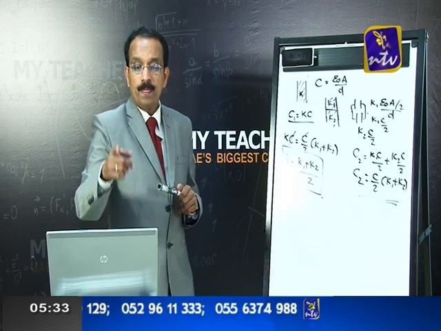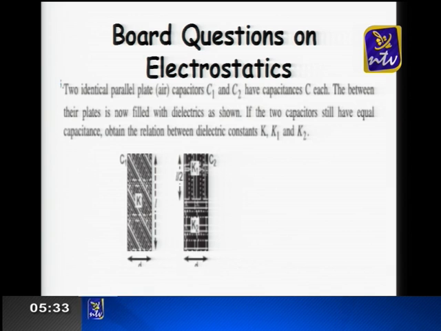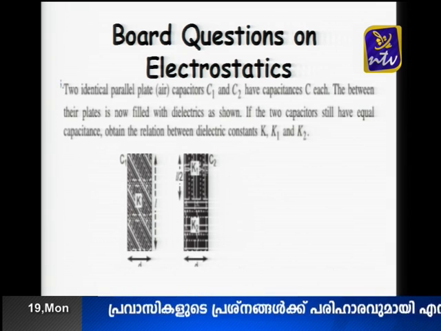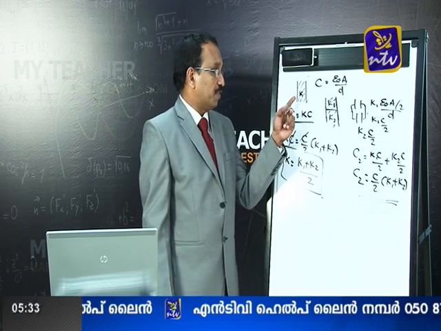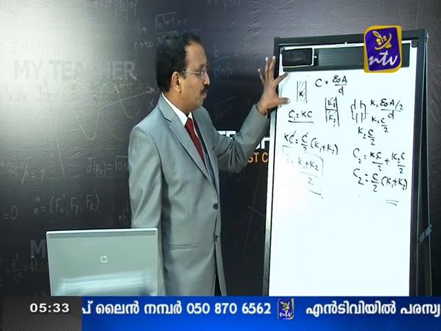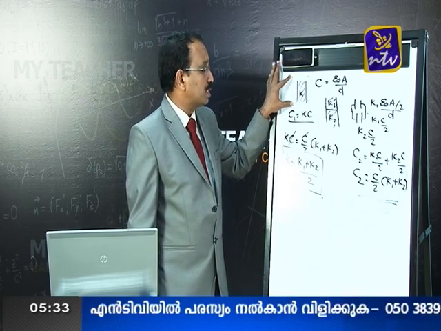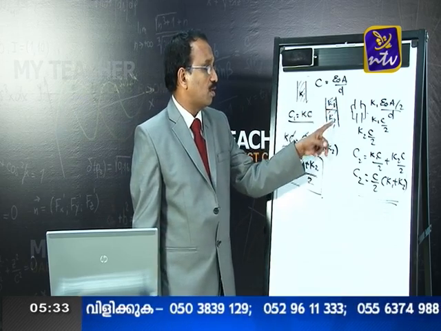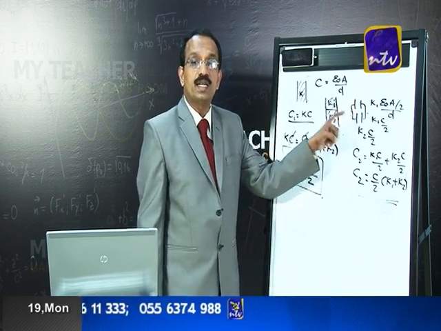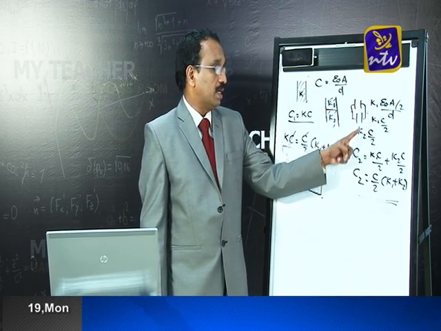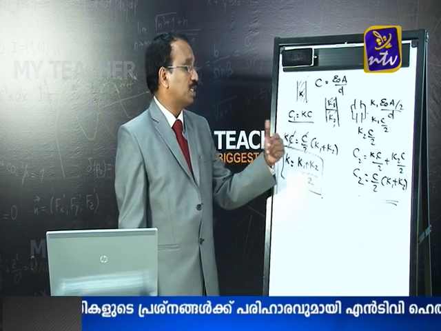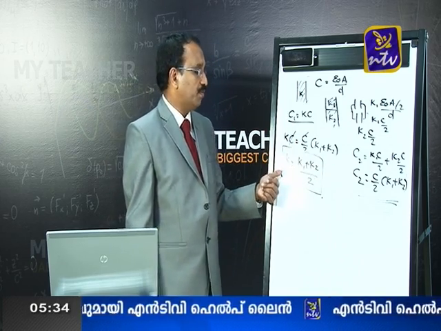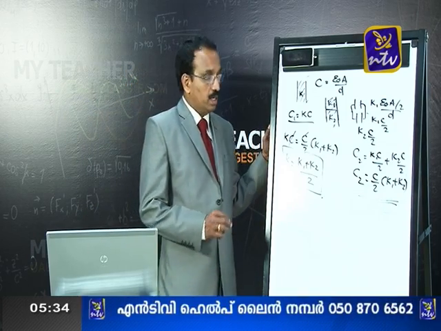If you understood the question, once again look at it. Two identical parallel plate capacitors C1 and C2 have capacitance C each initially. The space between their plates is now filled with dielectrics as shown. If the two capacitors still have equal capacitance, obtain the relation between dielectric constants K, K1 and K2. Again, looking at the board, the first capacitance, filled with dielectric of constant K, becomes Kc. The second can be considered as two capacitors connected in parallel, so we just add them up to get C2. Since they have the same capacitance, we equate C1 with C2 and finally get this equation. I hope it is clear.